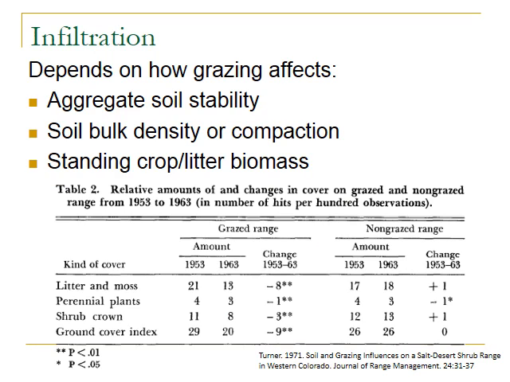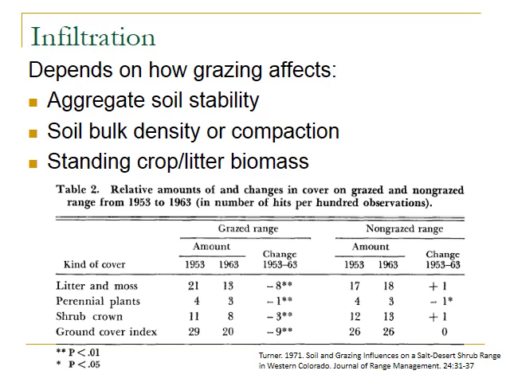It depends on what grazing effects occur on the landscape. Grazing can affect aggregation. It can affect soil density or compaction, and then it can also affect the standing crop or the standing biomass and the litter. Here's an interesting study, an old study done by Turner in Colorado in a salt desert shrub. And it just makes really clear that grazing does affect the amount of litter and perennial plants on the landscape, and also that rest has an effect.